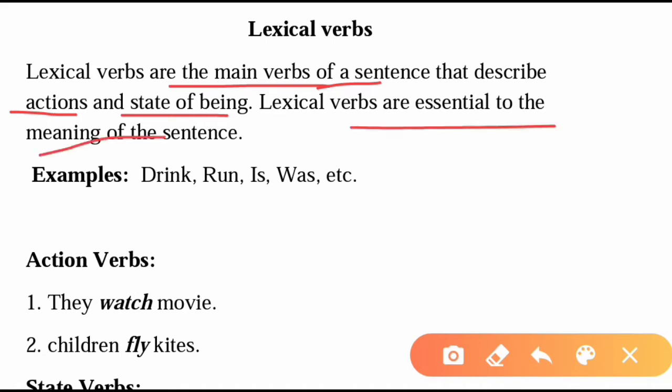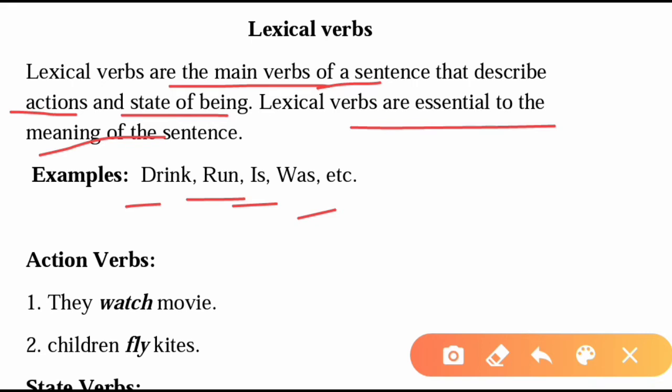As I have already mentioned, the lexical verbs, what we call the main verb, it is the main part of the sentence. It gives complete meaning to the sentence because we know in a sentence we have to use at least one main verb for this. So now let's talk about a few examples. Drink, run, is, was. So these are the examples of the lexical verbs.